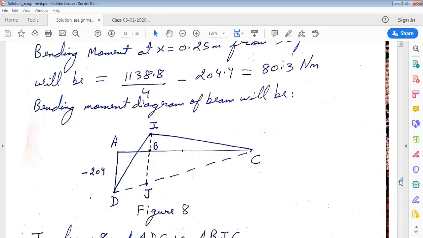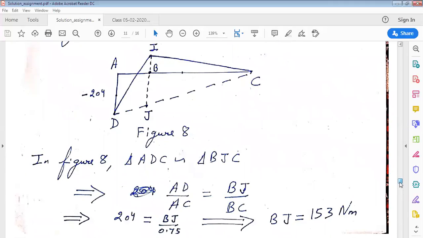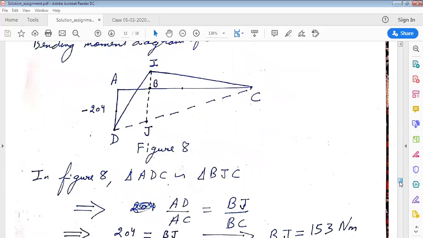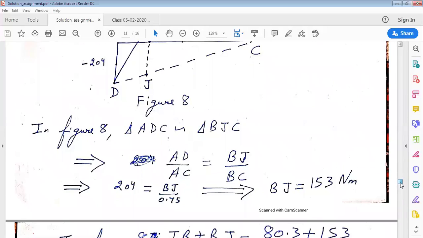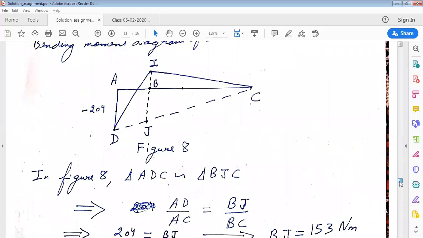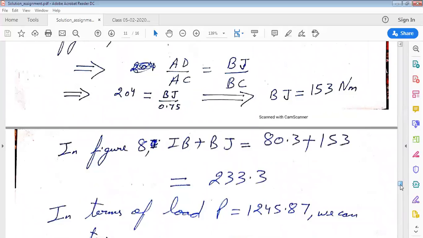Here we have joined points D and C. Here it is worth appreciating that triangles ADC is similar to triangle BJC. And therefore, we can write AD by AC equal to BJ by BC. And this gives us BJ equal to 153 Newton meter. And again in figure 8, IB plus BJ becomes 80.3 plus 153, that is 233.3.